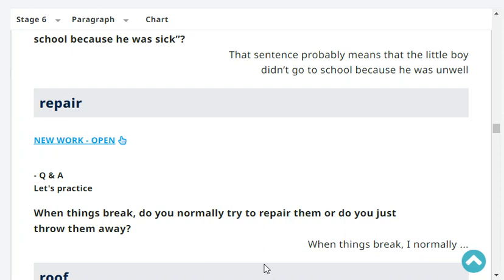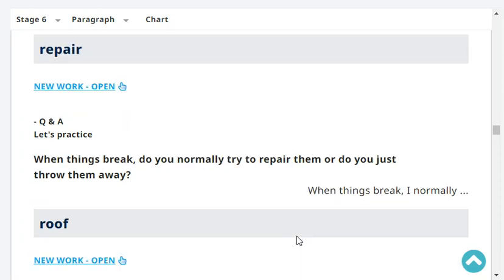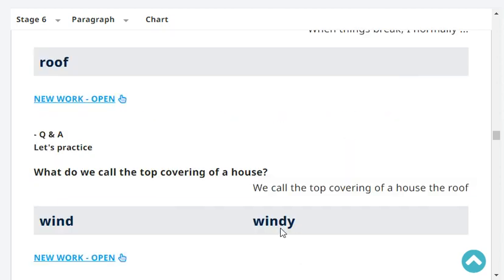When things break, do you normally try to repair them or do you just throw them away? When things break, I normally try to repair them. Very good. What do we call the top covering of a house? We call the top covering of a house the roof. Very good.